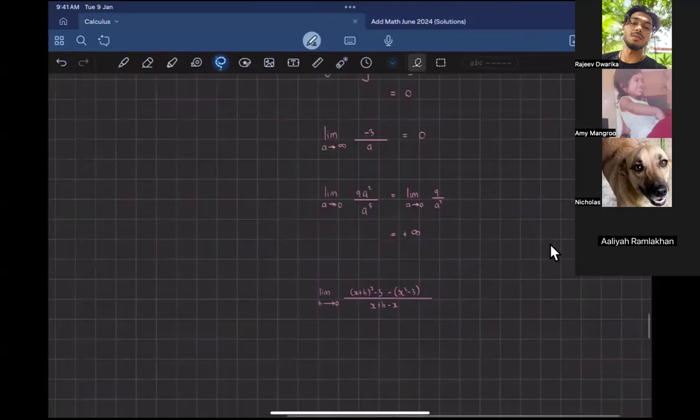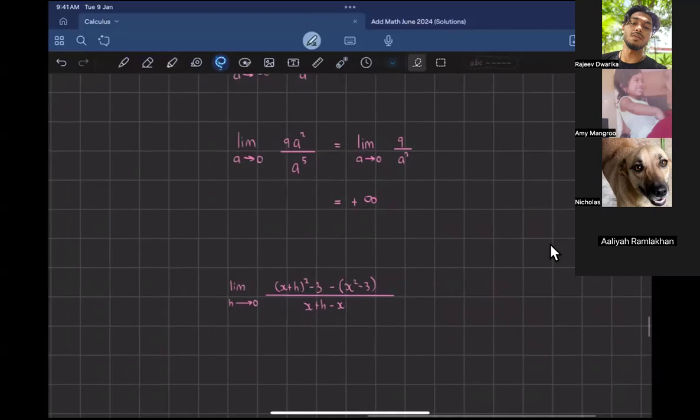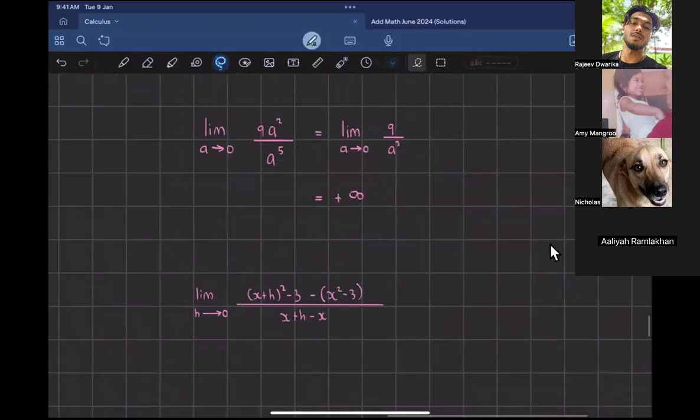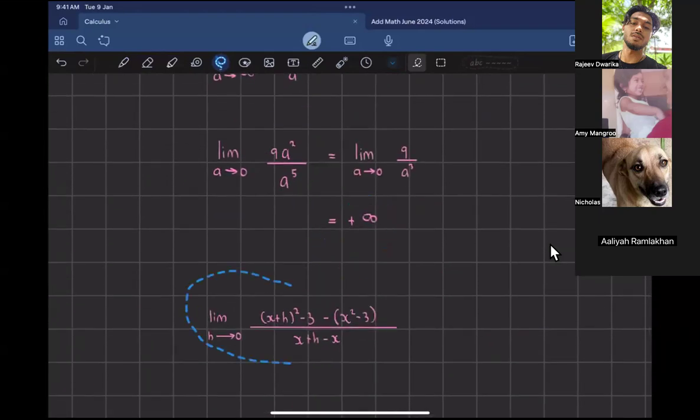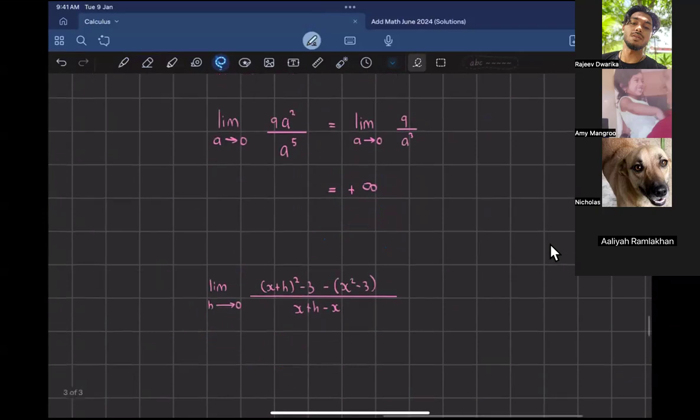So let me explain what to do. Before you do anything, I want you to simplify this as much as possible, and only then I want you to take limits. So look at this question for instance. In this question, we simplified it and then we take limits. So in this question, I want you all to expand, simplify, and if you have to factorize, do so. So give it a whirl.